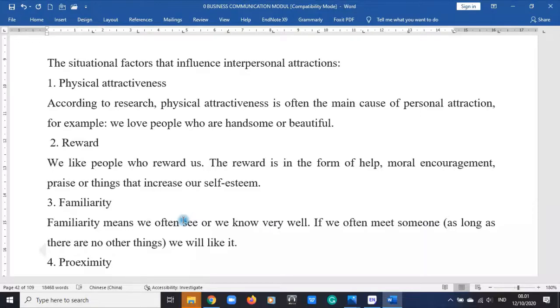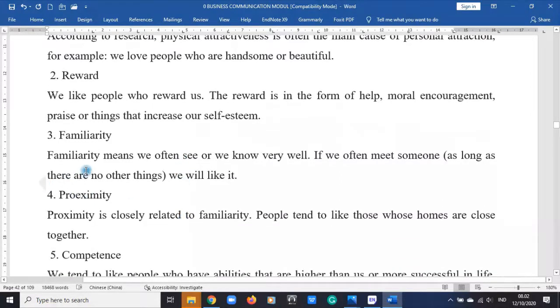That's why in Javanese we have the phrase "tresno jalaran soko kulino." If you don't understand Javanese, or if you are an international person, it means love comes because of habit. If you often see somebody, then you will love them more. That's the meaning of that phrase, familiarity. So if you see somebody often and you know them very well, then perhaps you will like them.